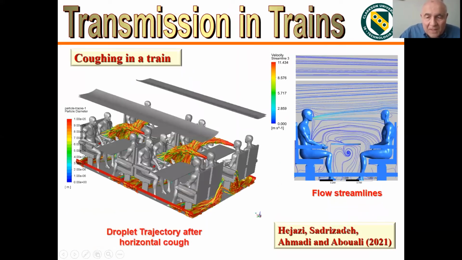Another study by Abu Ali's group is on transmission in a train. Mannequins are seated in the train and one person is coughing, and we want to see what happens to the other person. The flow was simulated, and we also calculated the variation here. Straight coughing has a lot of exposure. If the person coughs downward, the exposure will be less.